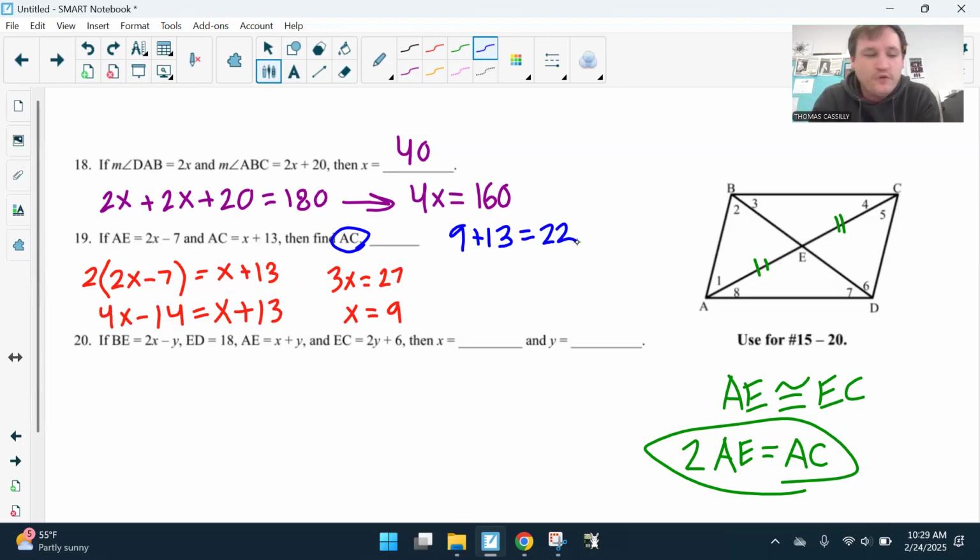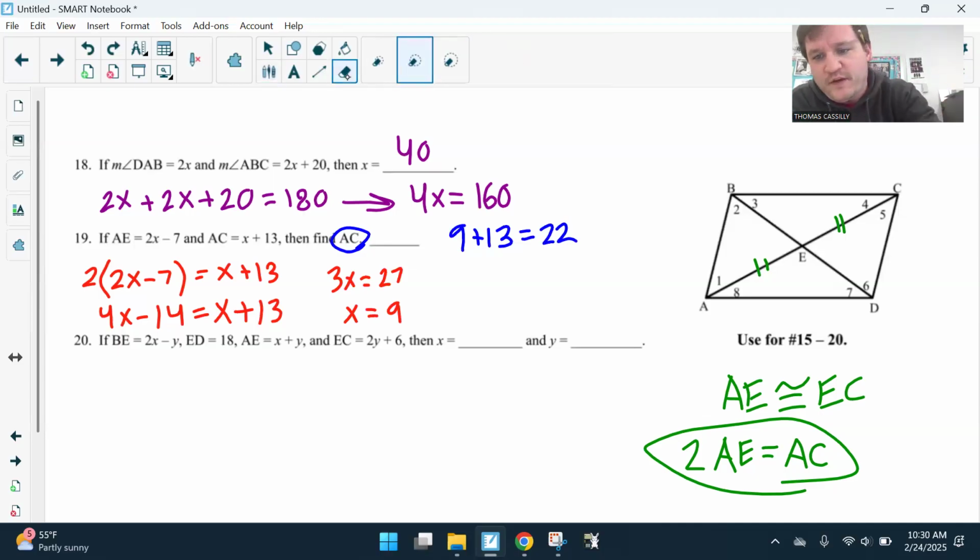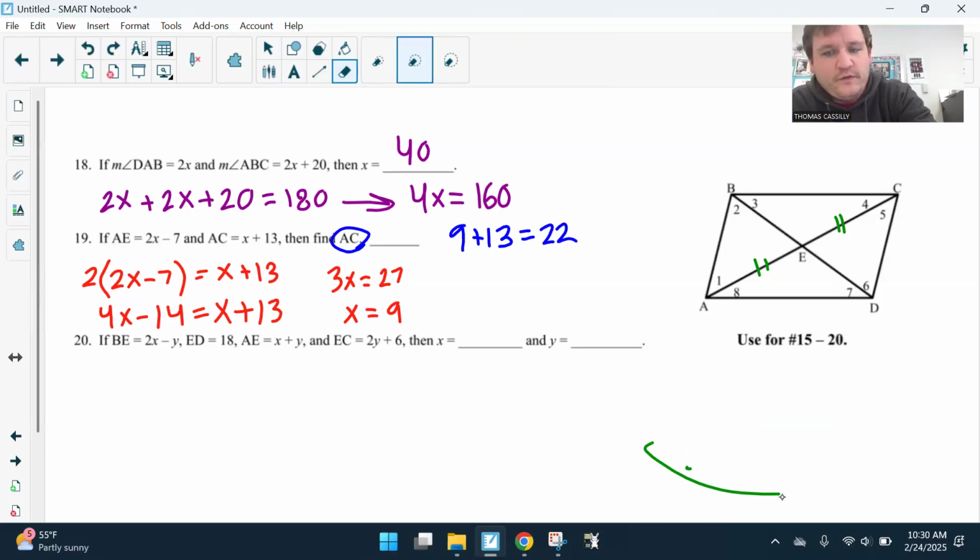So again, make sure you're answering the question in its entirety, okay? So like if you look at number 18, they said solve for x. If you look at number 19, they said find AC, right? So not only do we have to solve for x, we have to plug it back in, right? So that's just something to really watch out for when we're doing these problems. You don't want to miss out on easy points. Solving for x is always the hard part, right? Plugging in is the easy part. Don't skip the easy parts.